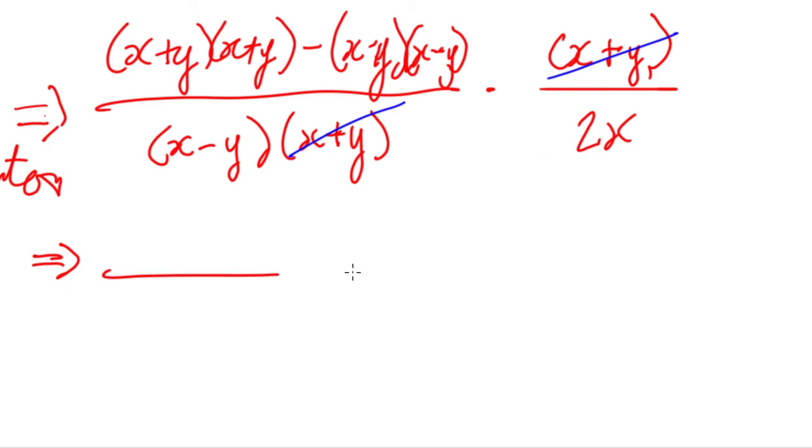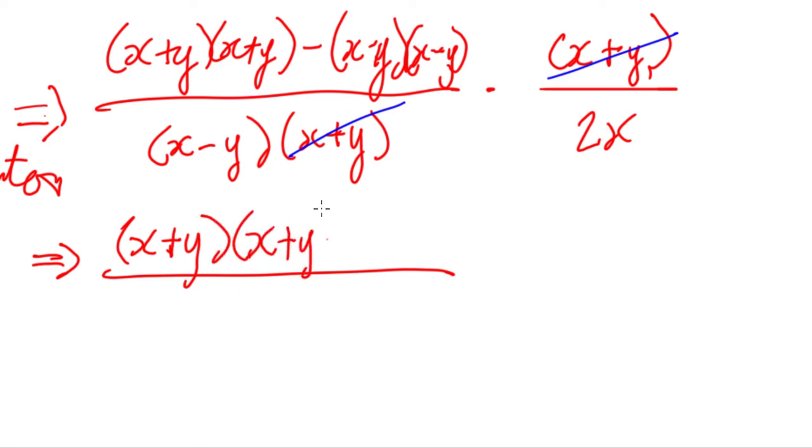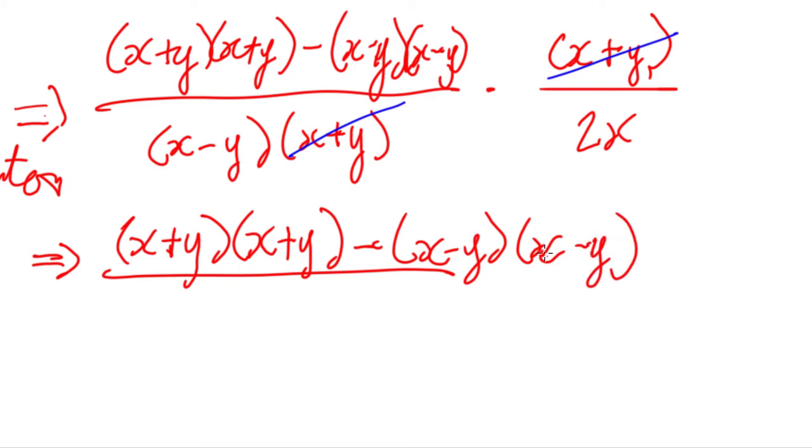I think in my previous video, this is what we ended up with: (x plus y) times (x plus y) minus (x minus y) times (x minus y). This is an x, sorry about that. So all over 2x times (x minus y).